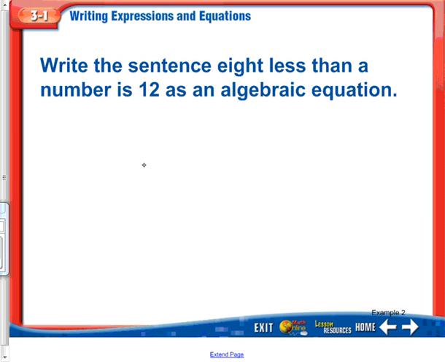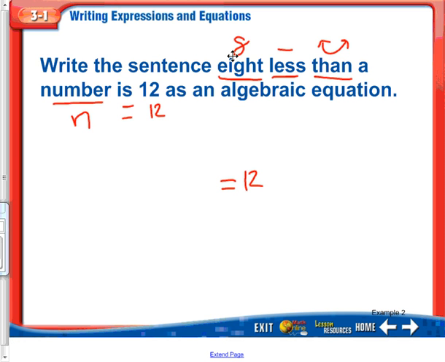Write the sentence, 8 less than a number is 12 as an algebraic equation. All right, so let's start identifying our key points. 8, that's the number 8. Less tells us that we're going to subtract. Now I see I have the word than. Than tells us to switch the order or flip the order of our items. A number, we can use a variable n. Is, we can put equals, and 12. So I know it's going to be equal to 12.